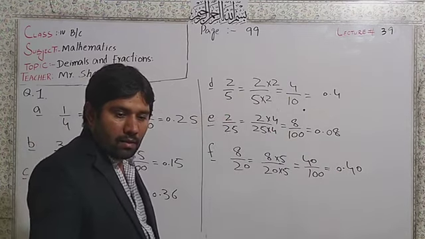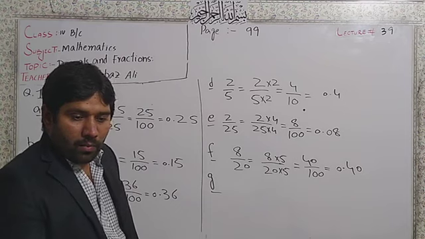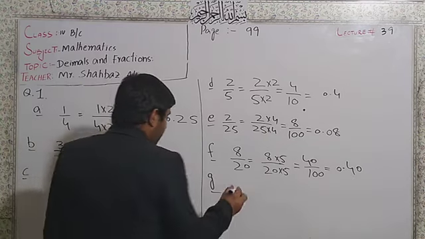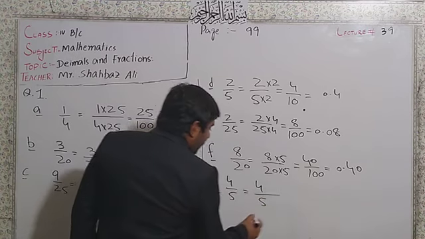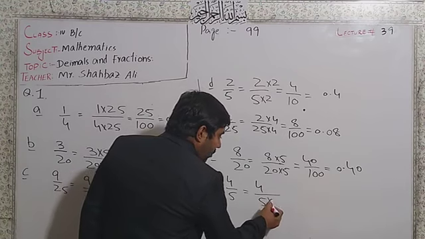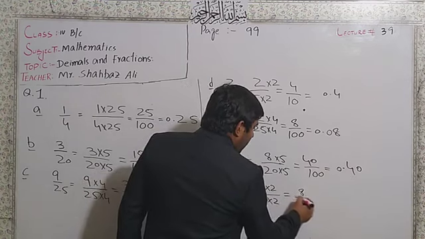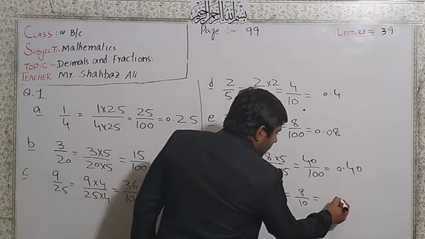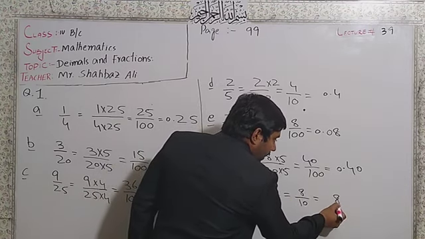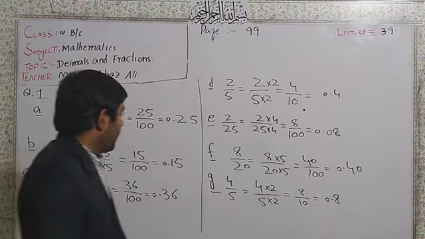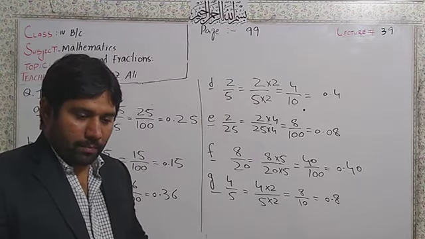And then part G, 4 over 5. We can change into 10. 5 multiplied by 2 will be 10, so multiply by 2 here. 4 2s are 8, 5 2s are 10. Then 8 here, how many 0? 1 0. After 1 digit 1, point and 0. This is the answer. Next part, H and I are your homework.